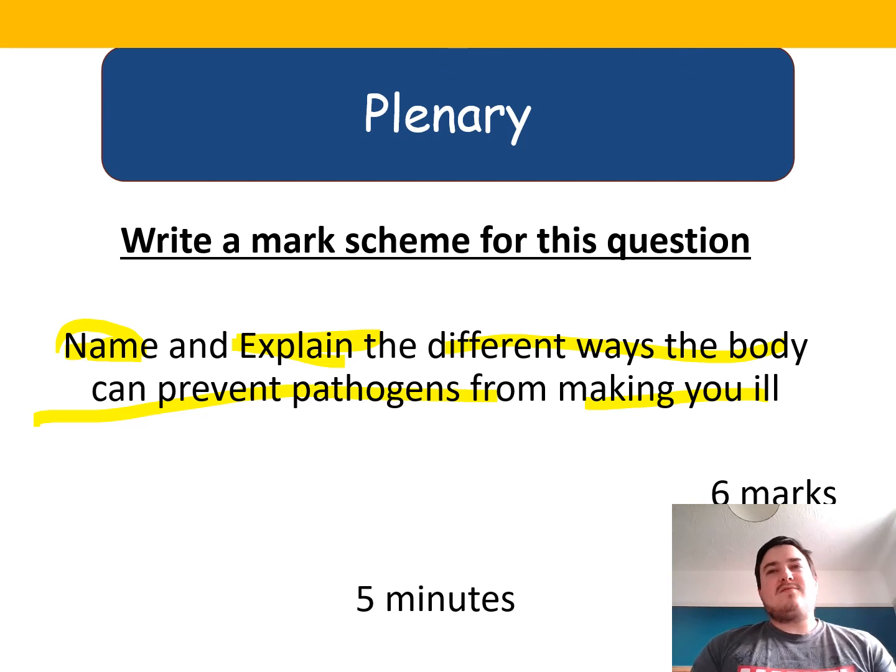We've talked about those different ways today. Now there is lots of different ways. Any of them will be fine. We're looking at a 6-mark question here. So because it's name and explain, you're probably going to get a mark for each one that you name and explain. 3 names, 3 marks. 1 name, 1 explanation, 2 marks. Yeah, so the more you do here, the more marks you're going to get.